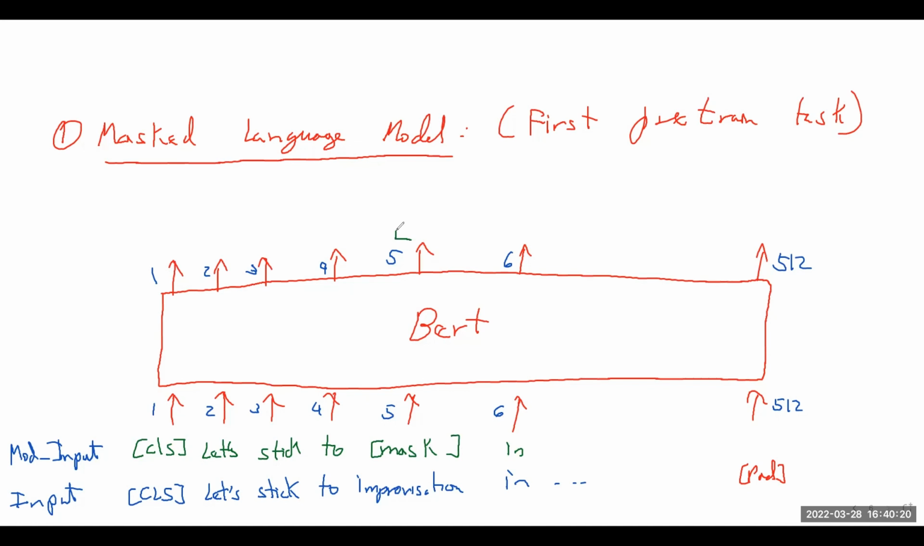It's going to do an encoding here, just like the other ones. So it's going to have its encodings for the individual terms, let's say of size 768 each, including the class one, which could be thought of as an encoding for the whole thing. But what we want the model to do is to predict this word. So it should predict the word improvisation.